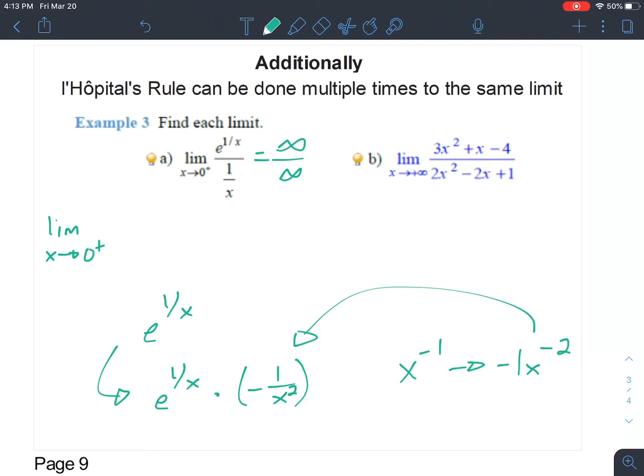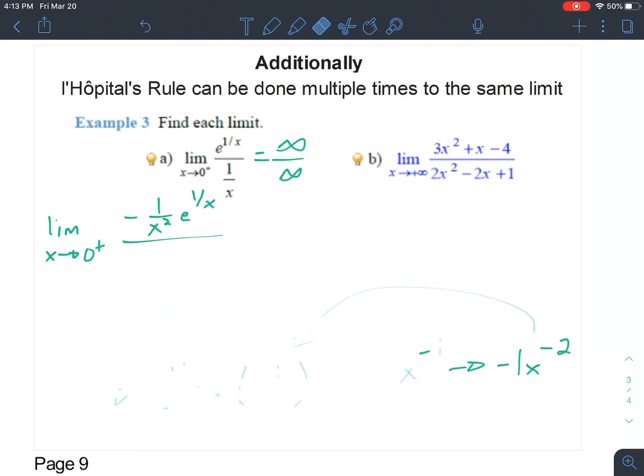So we can go ahead, write that on our top. We've got negative 1 over x squared times e to the power 1 over x. Then our denominator, well, we've already figured out that the derivative of 1 over x is negative 1 over x squared, so we can just go ahead and write that.